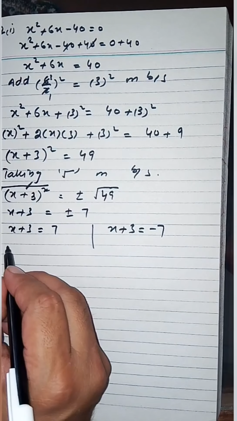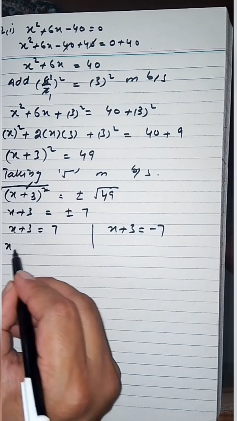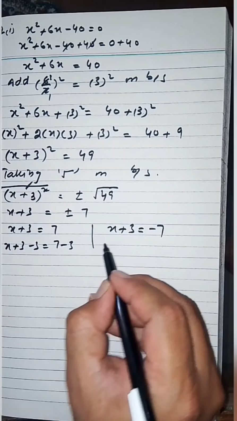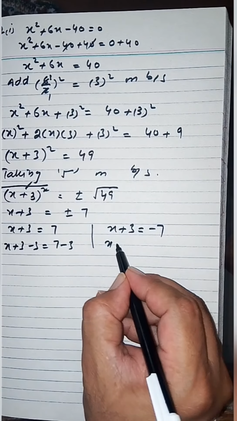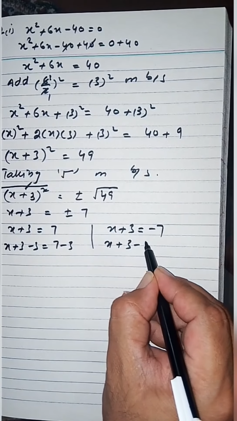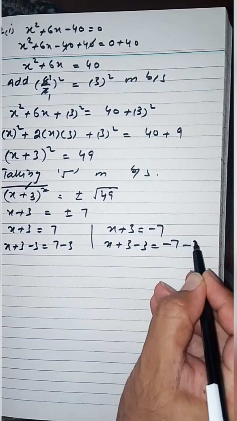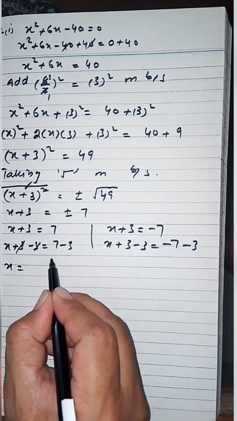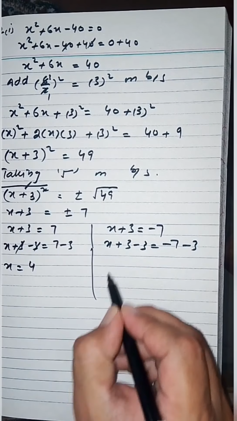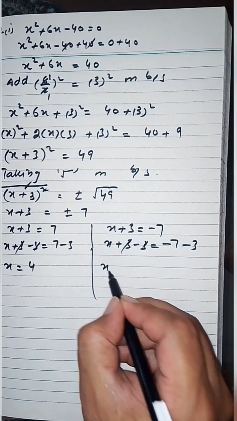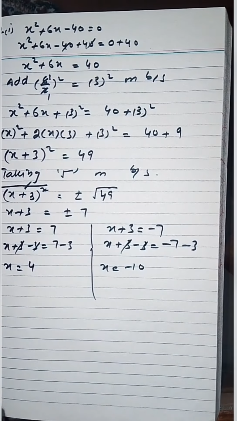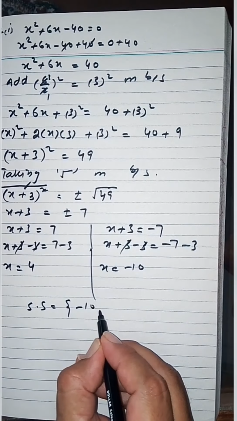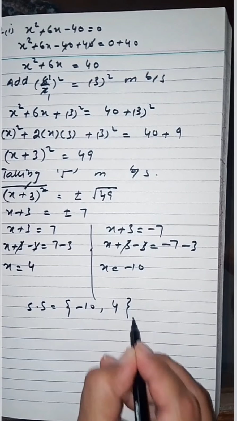So now subtract 3 from both sides. x plus 3 minus 3 equals 7 minus 3. Here also subtract 3 from both sides. x plus 3 minus 3 equals minus 7 minus 3. These two cancel each other. Here we get 4, and similarly here we get minus 10. The solution set of the given equation is minus 10, 4.